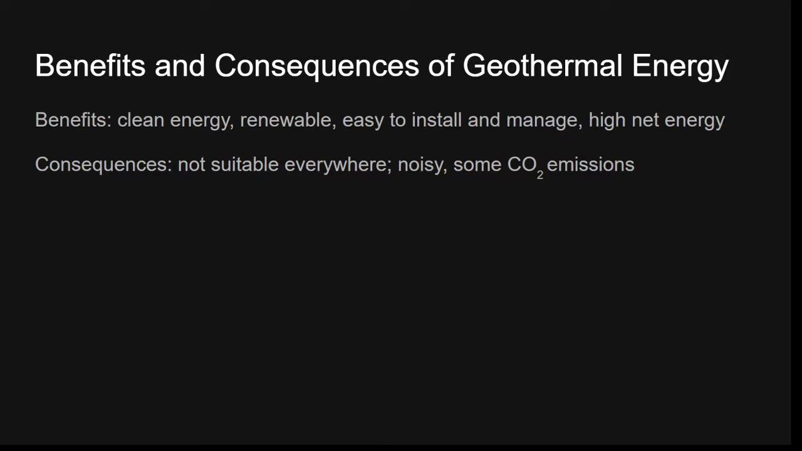Consequences of geothermal energy use are that it is not suitable everywhere. It's not suitable if you don't have high net energy. Like if you don't have those thermal vents, you're not going to be able to get high net energy. And then again, it's not going to work completely to cool buildings if you're using the smaller scale systems.